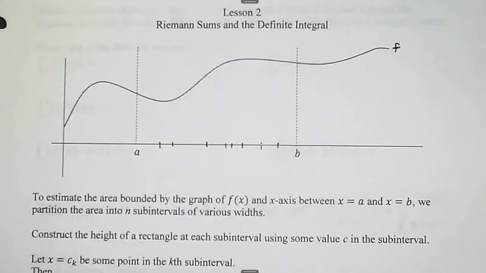I'm going to construct the height of each rectangle at each subinterval using some value, I'll call it c, in the subinterval. In the last lesson, we looked at the left endpoint, the right endpoint, and the midpoint of the interval as places to choose. But I'm going to argue I can pick any one I want, and it will give me an estimate. We saw that in some situations one might be better than another.